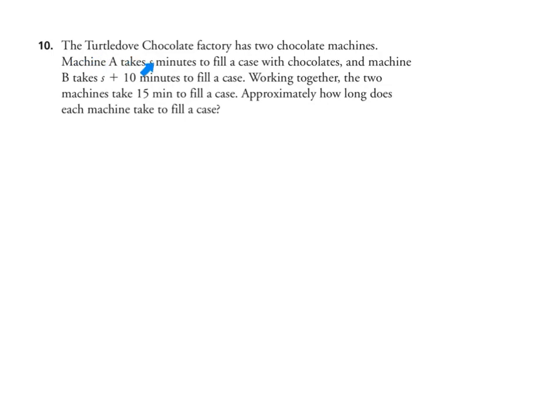Number 10, the Turtle Dove Chocolate Factory has 2 chocolate machines. Machine A takes S minutes to fill a case with chocolates, and machine B takes S plus 10 minutes to fill a case. Working together, the 2 machines take 15 minutes to fill a case. Approximately how long does each machine take to fill a case?